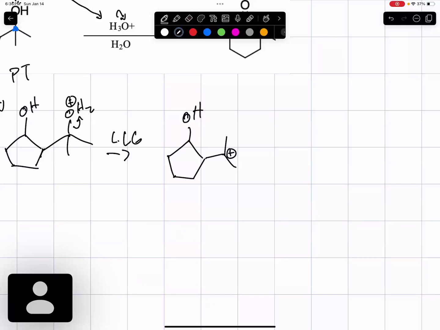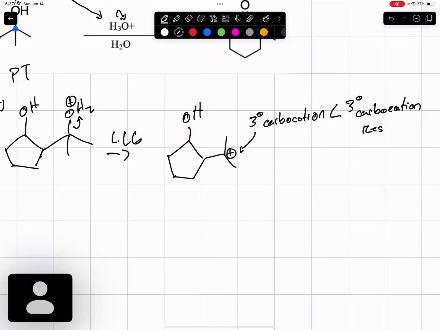And how do we make this? I know it's a tertiary carbocation, but I want to make this more stable. If I made this more stable, I would have to have a tertiary carbocation with resonance. Do you see where we can form a tertiary carbocation with resonance? There's a lone pair. You can bring that over. How would you bring that over? It would form a pi bond with the carbon at the top of the pentene or pentane.